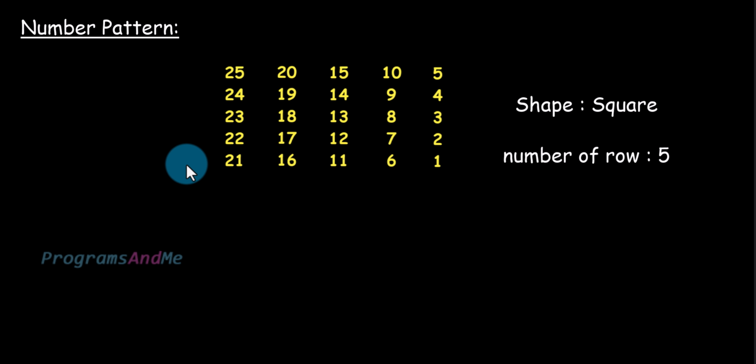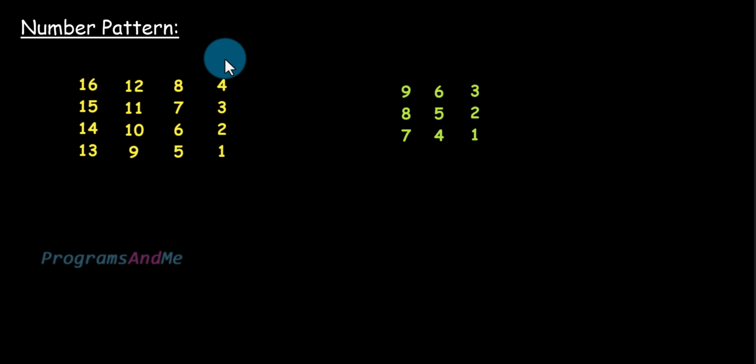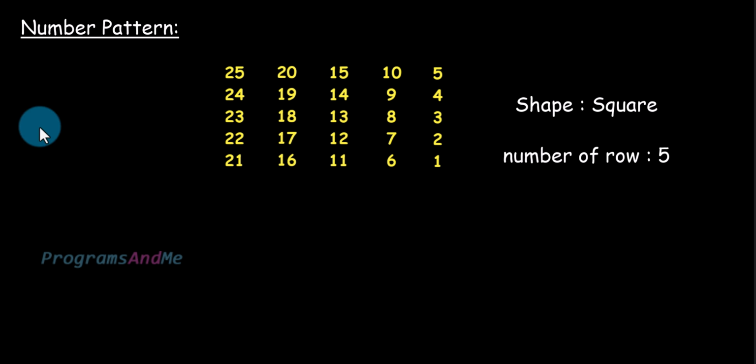When number of row is 5, number of column is 5, we want to print 25. If number of row is 4, number of column is 4, then we want to print 16. If number of row is 3 and number of column is 3, we want to print 9. Actually, this number is nothing but number of row multiply number of column, right? So when number of row is 5, number of column is 5, 5 into 5, 25. We'll get the first number.